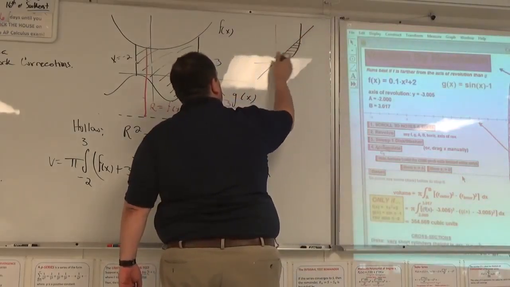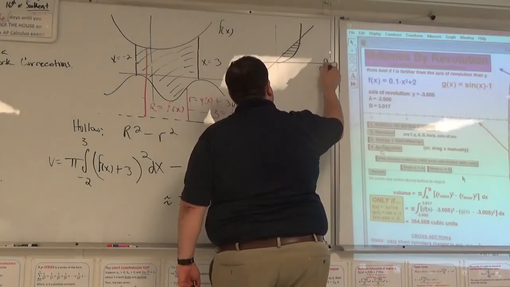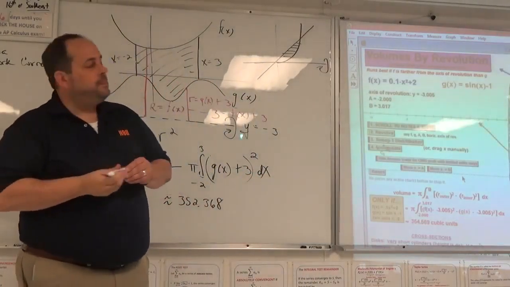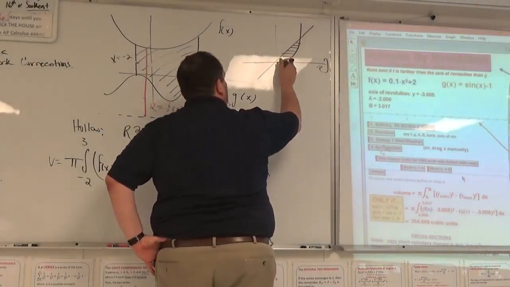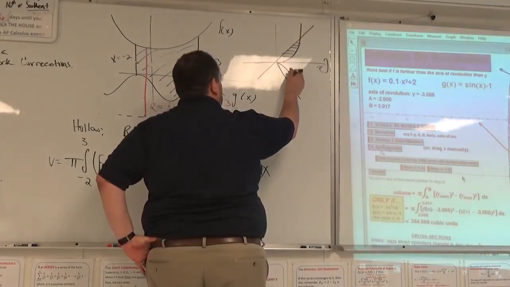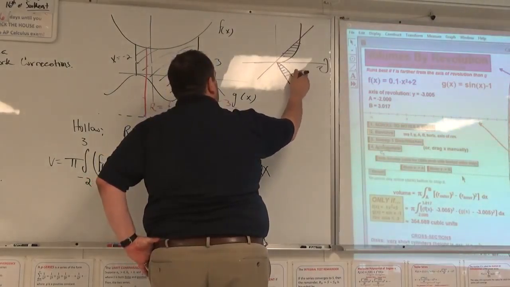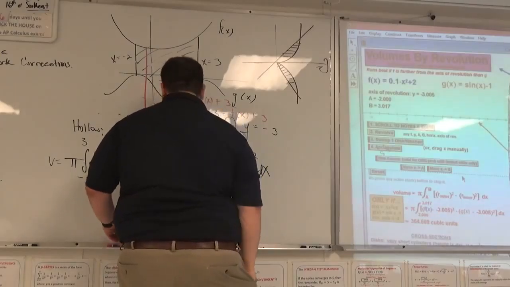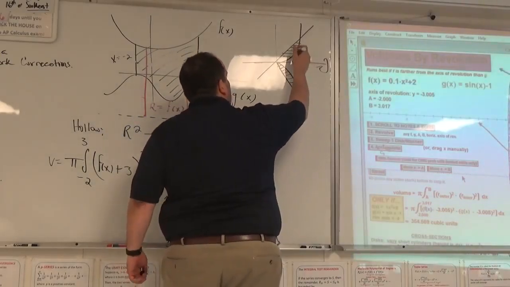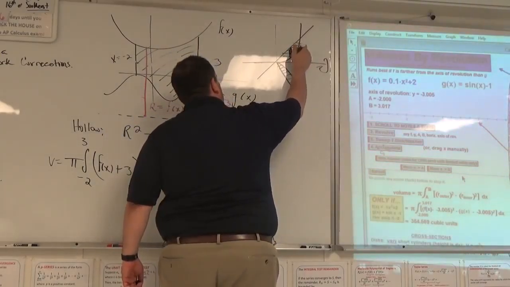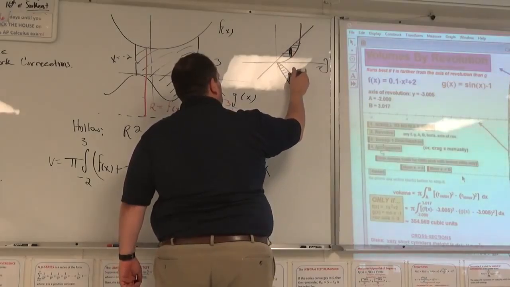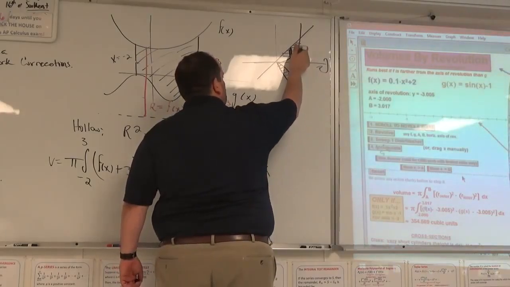Right, there's the region. We don't know the points of intersection. You're spinning around the x-axis, so draw the reflection if you have to. Here's the reflection, and then we do this. If I were to draw my little rectangular slice, there's my rectangle. There's the reflection of the rectangle.